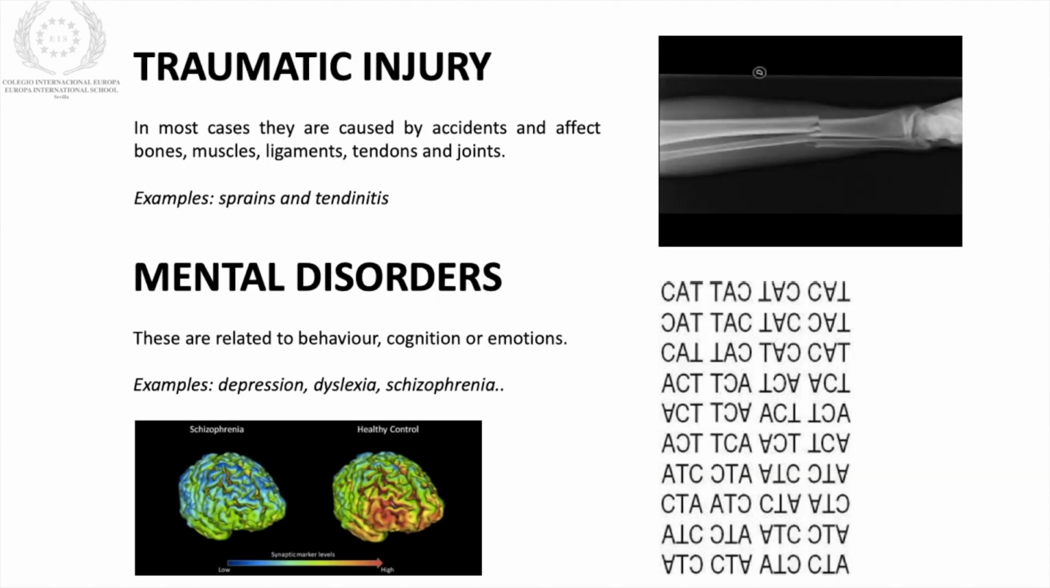Then we pass to traumatic injury. This is the simplest one. Okay, all of you know what it is. If you affect bones, muscles, ligaments, tendons, or joints, okay, it's a breakdown. It can be caused by accident, okay, it can affect all these things that we have already mentioned. Okay, here you have different examples like tendinitis.